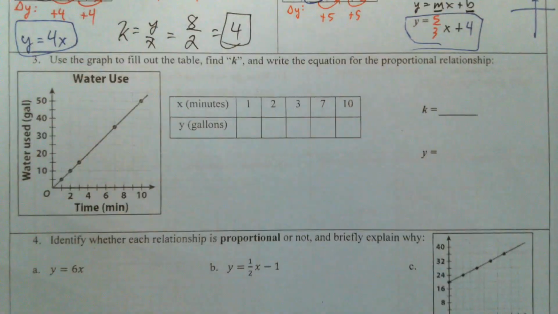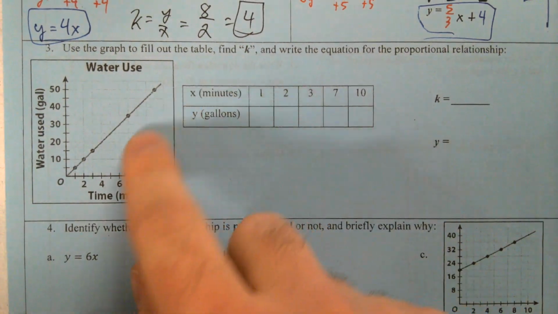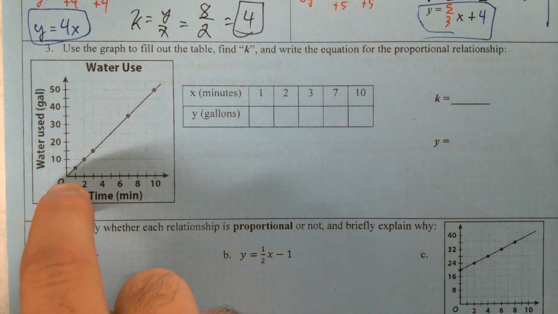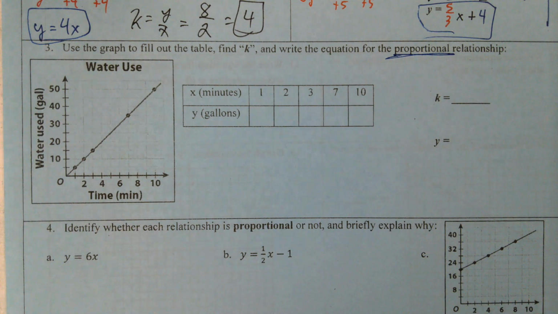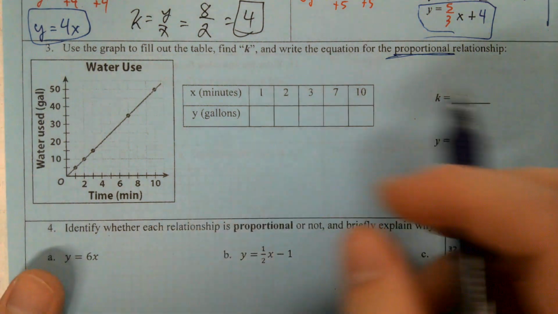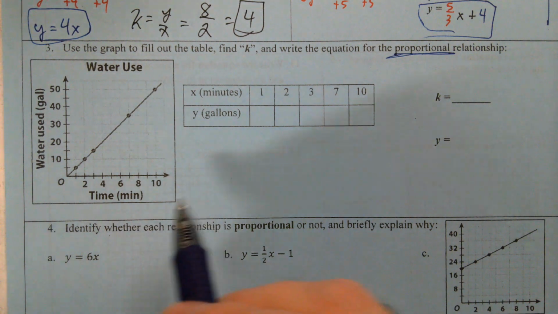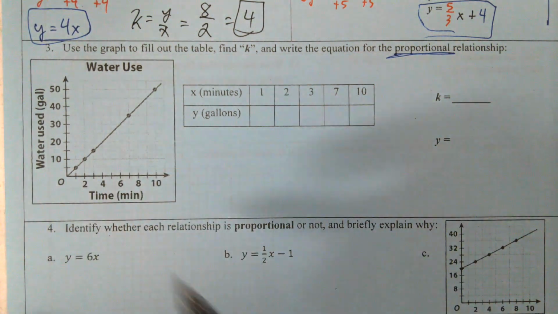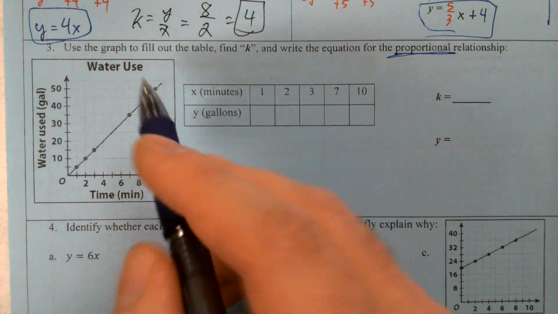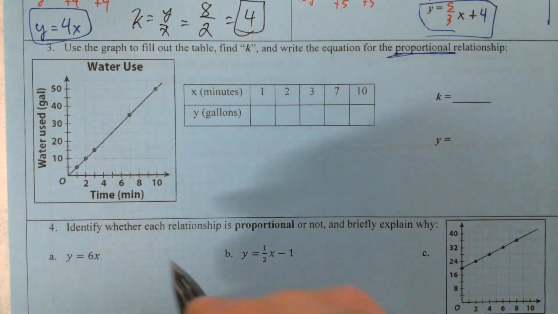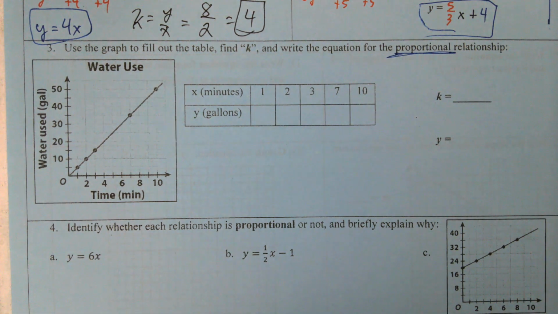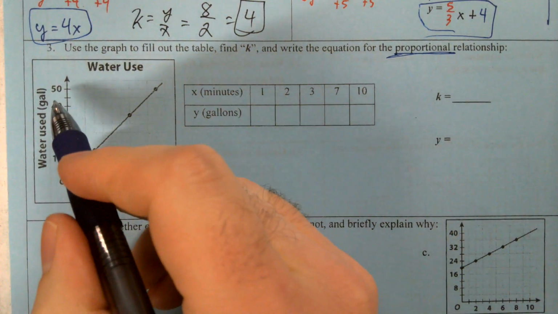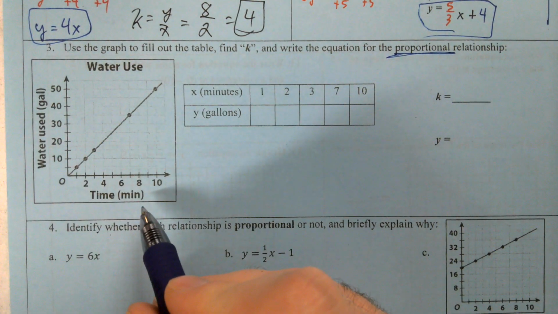Down to number 3. Again, we see, hey, this line goes through the origin. This is a proportional relationship, and plus it even says proportional relationship. So if we want to fill out this table, all we have to do is line up each of these points. Now, what are we talking about in this problem? We're talking about water use. Our units are gallons per minute, right? Gallons on the y-axis, minutes on the x-axis.